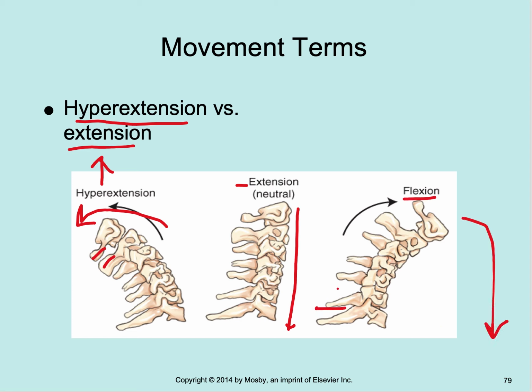Flexion, you are looking down to the floor. You're separating your spinous processes here. So flexion. The way to remember it is flexion, F for face. So face is going down. That is flexion. Hyperextension, your head is looking up. You're facing up. So hyperextension, face up. Flexion is face down.